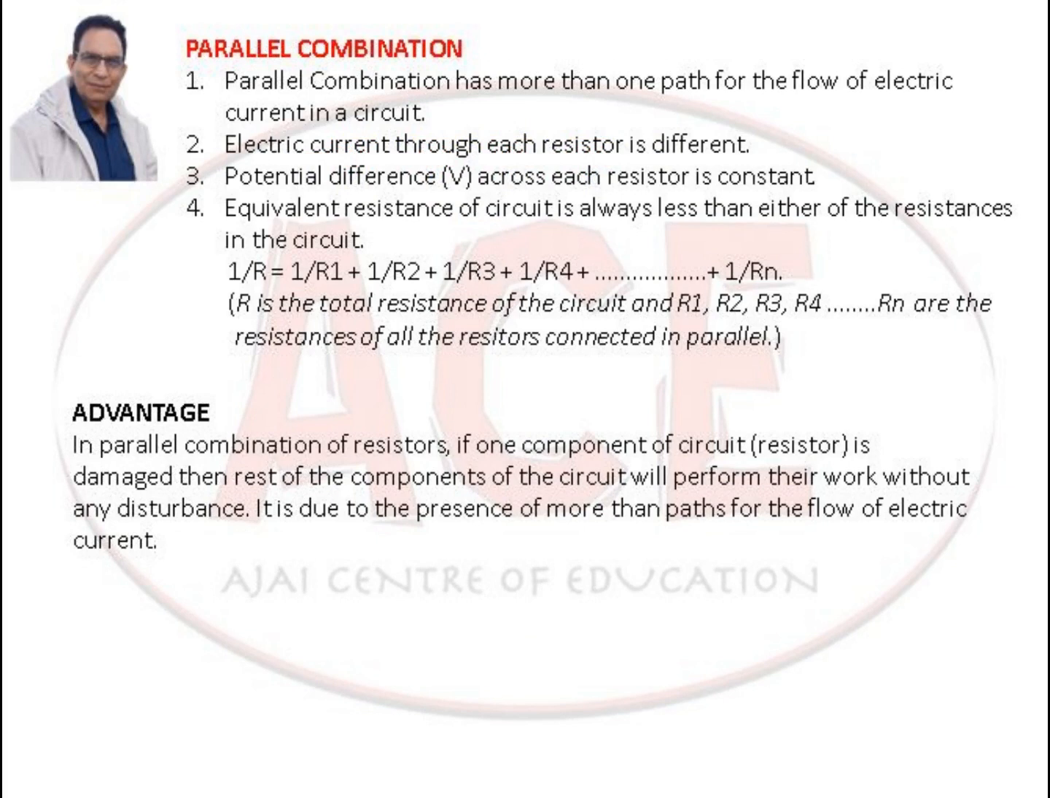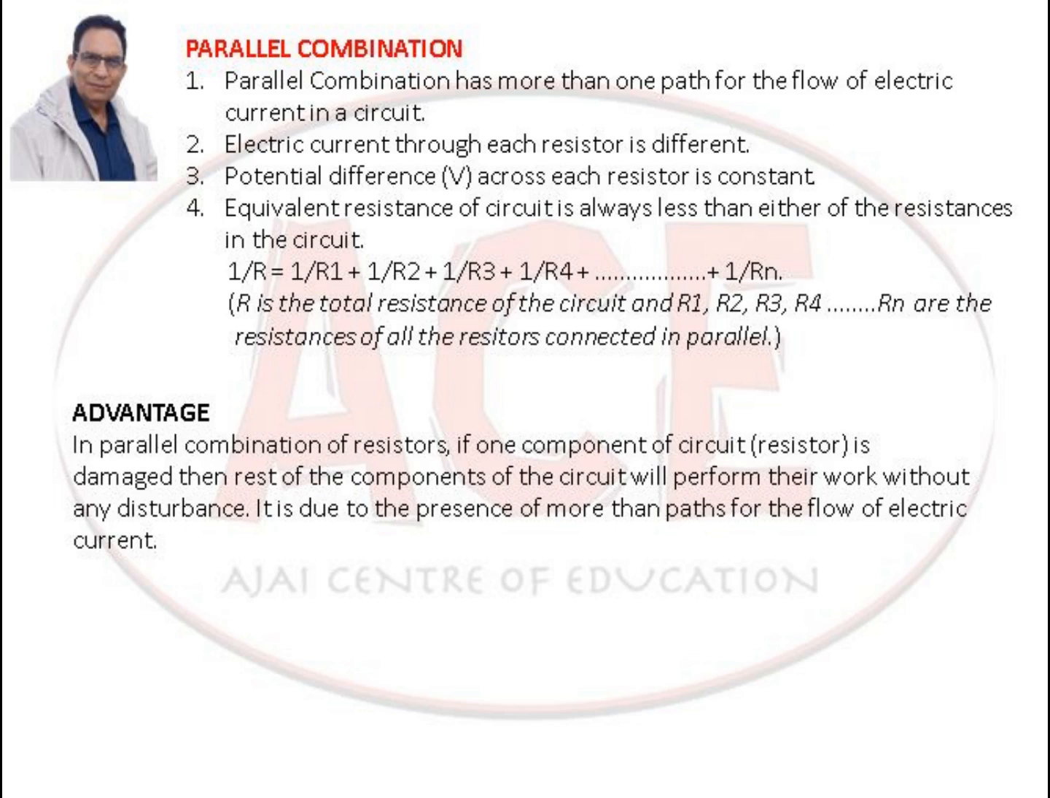Parallel combination. 1. Parallel combination has more than one path for the flow of electric current in a circuit. 2. Electric current through each resistor is different. 3. Potential difference V across each resistor is constant. 4. Equivalent resistance of circuit is always less than either of the resistances in the circuit.